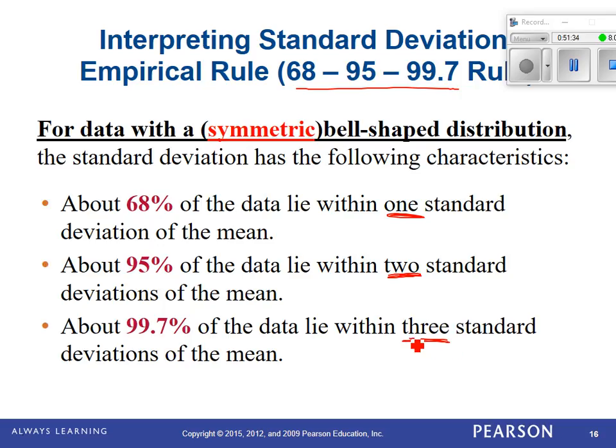When we look at this, it's going to be symmetric. It's going to make what's called a bell curve or a bell-shaped distribution. So it's going to look like this. My bells won't always look symmetric, but just deal with it. This is the empirical rule. Splits it up this way.